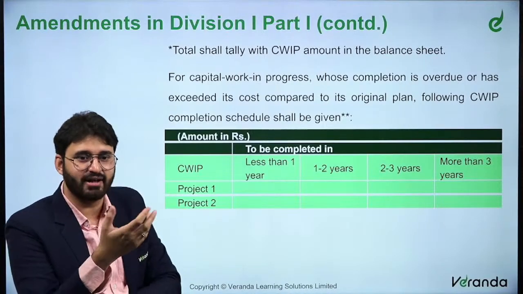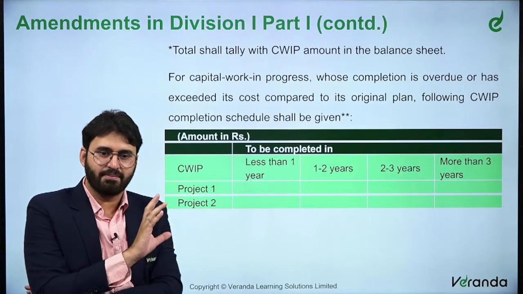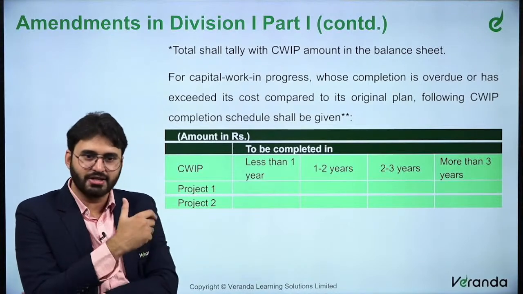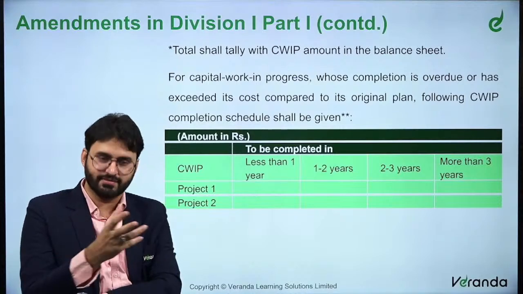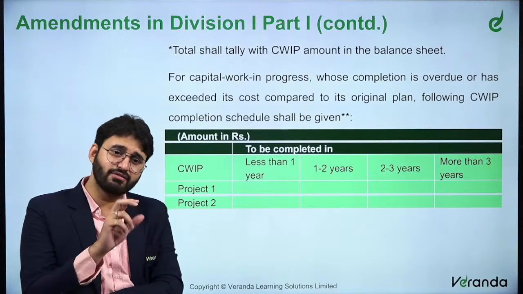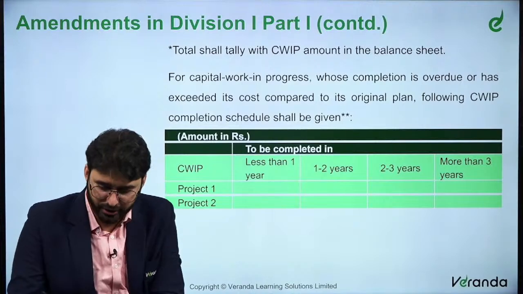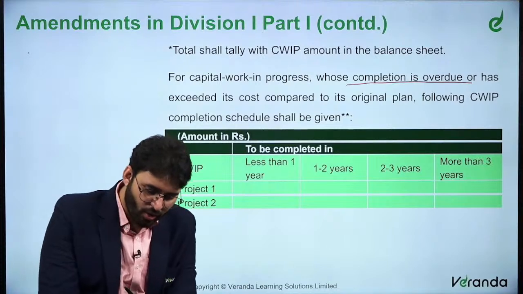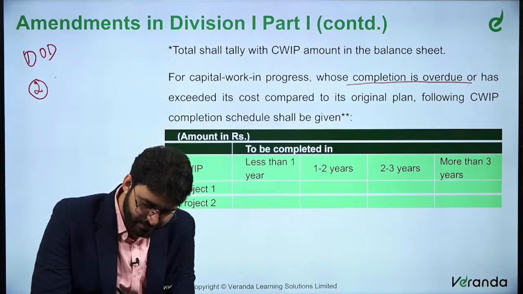Whenever a project is started, say for example, in my earlier example, there is a plot A, in place A, I am going to make a residential park. The company will plan that this much will be the maximum duration, say 2 years or 3 years or 5 years or 10 years or whatever it is. If it is more than the due, then it becomes overdue. So my completion is overdue or has exceeded its cost. There are two parameters. One is overdue projects. Second one is exceeded cost.